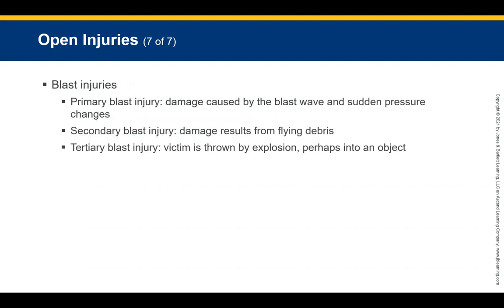Blast injuries often result in multiple penetrating injuries. The mechanism of injury from a blast is generally due to these three factors. Primary blast injury is damage caused by the blast wave itself and the sudden pressure change of the explosion. Secondary blast injury is damage that results from flying debris that causes multiple penetrating wounds. Tertiary blast injury occurs when the victim is thrown by the explosion, perhaps into an object.